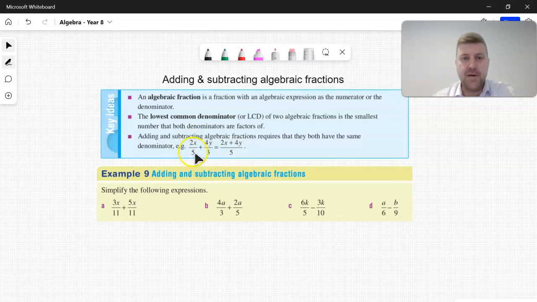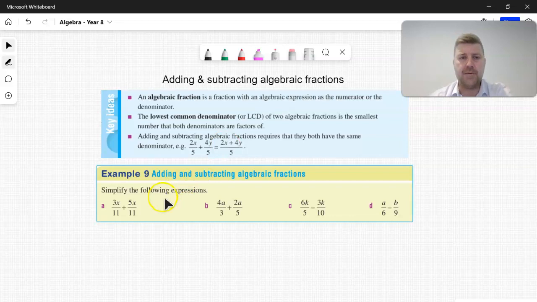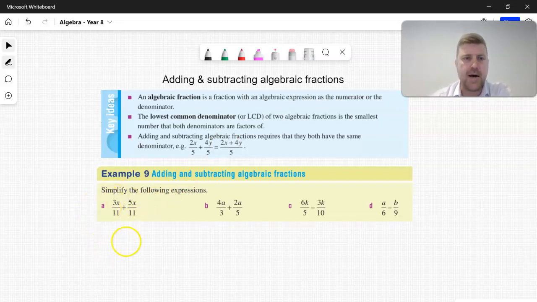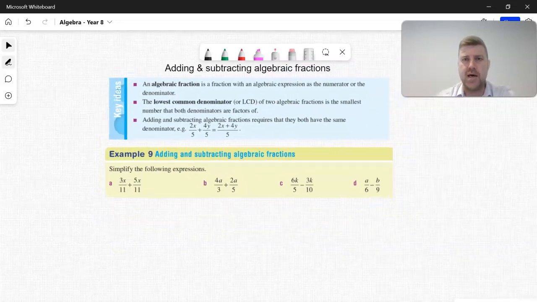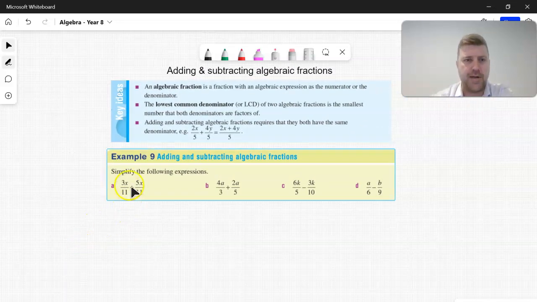2x over 5 plus 4y over 5, they can be added because they have a common denominator, or the same denominator, of 5. In the case of the numerators, though, they can't be added because they're not like terms. So probably not the best example. But the first example I'm going to look at here actually can be simplified, because we'll look at it in a second, both the numerators are like terms.